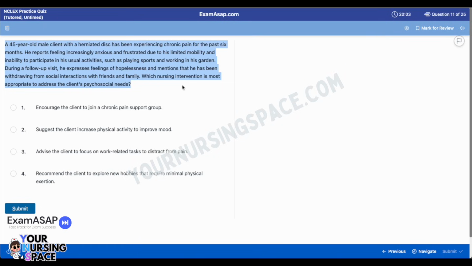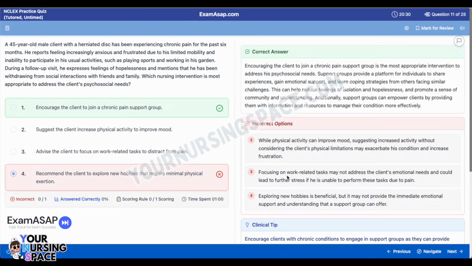Here are the options. Option 1. Encourage the client to join a chronic pain support group. Option 2. Suggest the client increase physical activity to improve mood. Option 3. Advise the client to focus on work-related tasks to distract from pain. Option 4. Recommend the client to explore new hobbies that require minimal physical exertion. The correct answer is A.